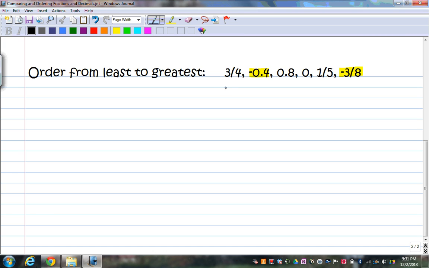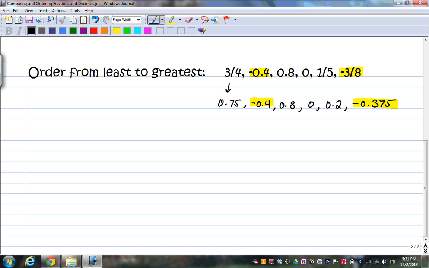So I like the decimal route. If I took 3 divided by 4, this would be equal to 0.75. Then I have a negative 0.4. I have a 0.8. I have 0. 1 divided by 5 would be a 0.2. And then 3 divided by 8, this is negative 0.375. So again, I have two negative numbers in here that are automatically the smallest numbers. And then I have to put those in order.